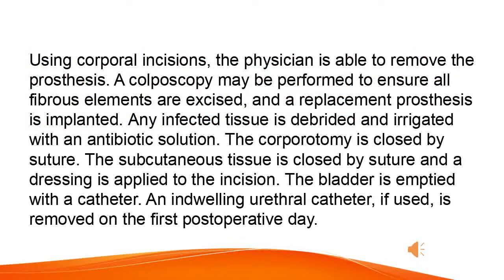Using corporal incisions, the physician is able to remove the prosthesis. A colposcopy may be performed to ensure all fibrous elements are excised, and a replacement prosthesis is implanted. Any infected tissue is debrided and irrigated with an antibiotic solution. The corporotomy is closed by suture. The subcutaneous tissue is closed by suture and a dressing is applied to the incision. The bladder is emptied with a catheter. An indwelling urethral catheter, if used, is removed on the first postoperative day.